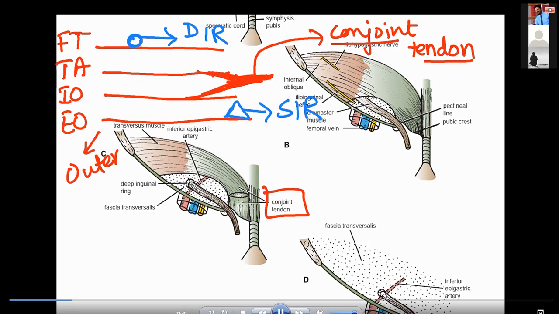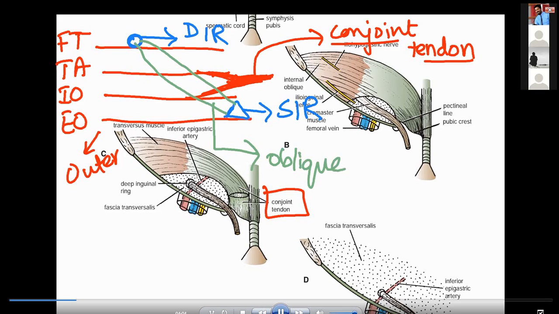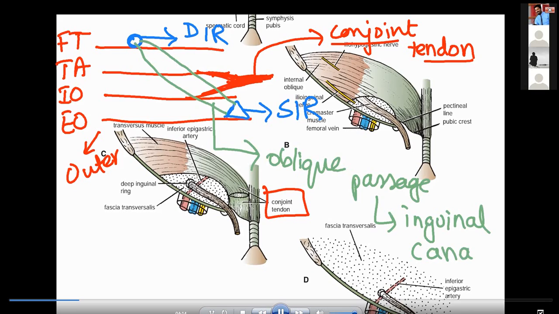Okay, and now here this pathway is forming. See, this oblique passage or pathway, it is known as the inguinal canal. It is known as which canal? Inguinal canal.